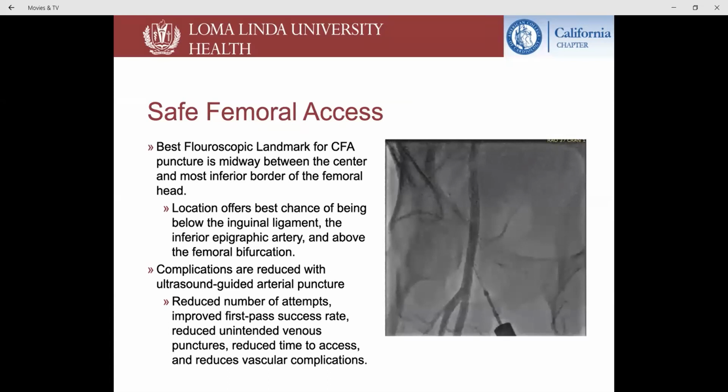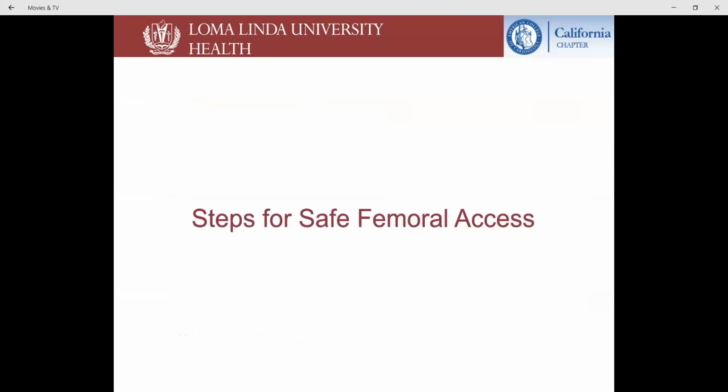Complications are reduced with ultrasound-guided arterial puncture, like we talked about, with the summary being a reduced number of attempts, improved first pass success rate, and reduced complications as well. So we're going to go through step by step how to get safe femoral access every time.